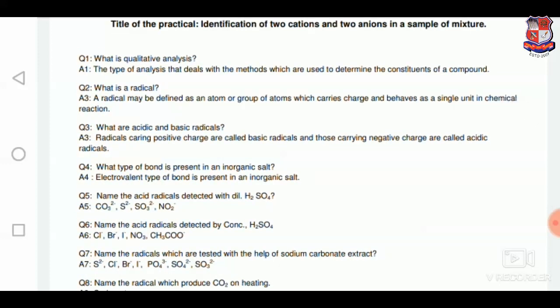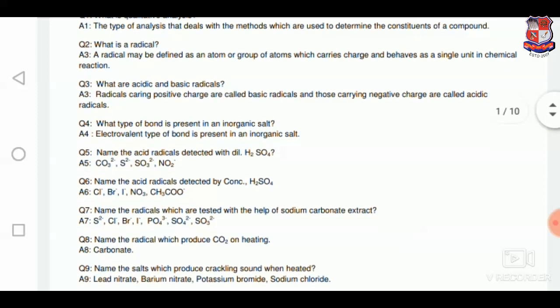The first question may be, what is qualitative analysis? The answer is: the type of analysis that deals with the methods which are used to determine the constituents of the compound. Second question may be, what is a radical? A radical may be defined as an atom or group of atoms which carries a charge and behaves as a single unit in a chemical reaction.